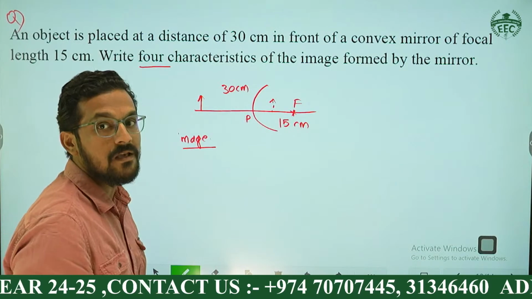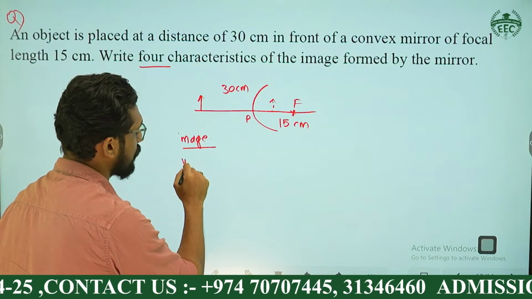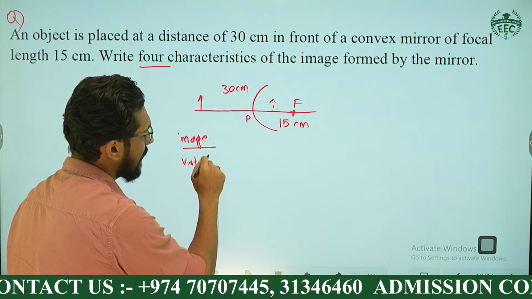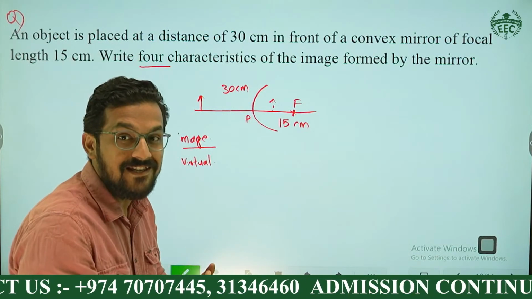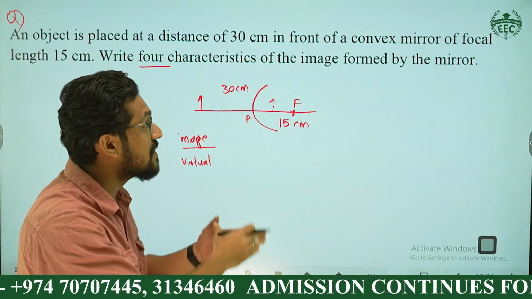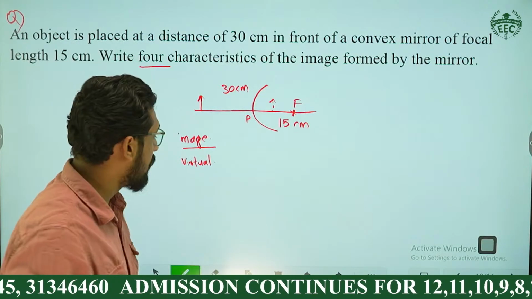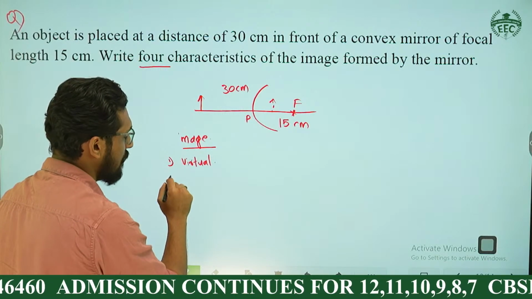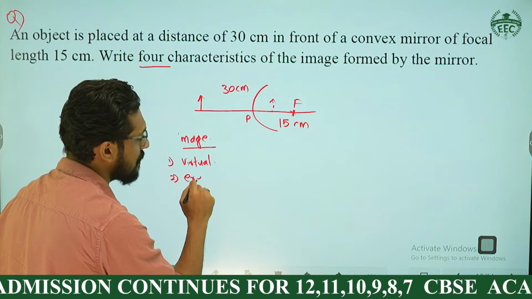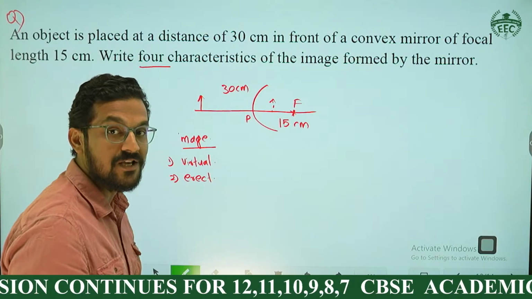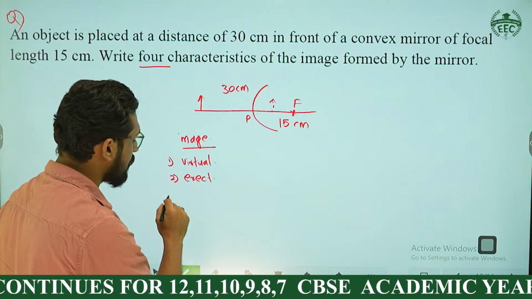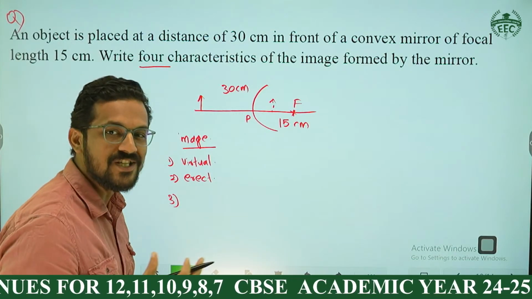The image will be virtual. Of course, that will be virtual. No light rays are meeting here to form this image, that's why this image will be virtual. If it is a virtual image, it must be an erect image. So this is a virtual image and also an erect image. Where is the position of this image?